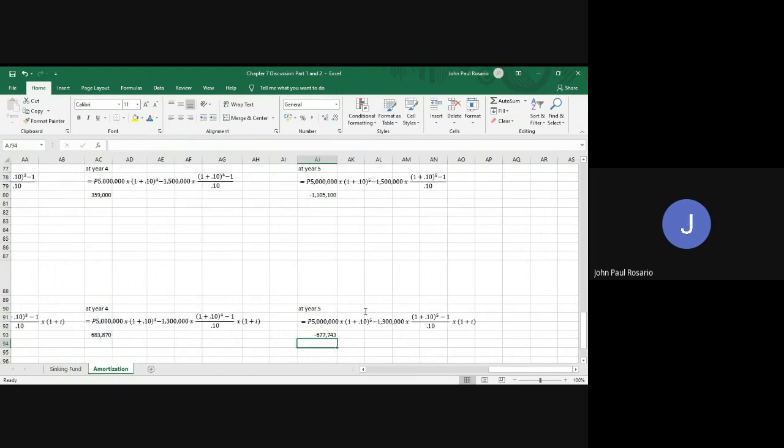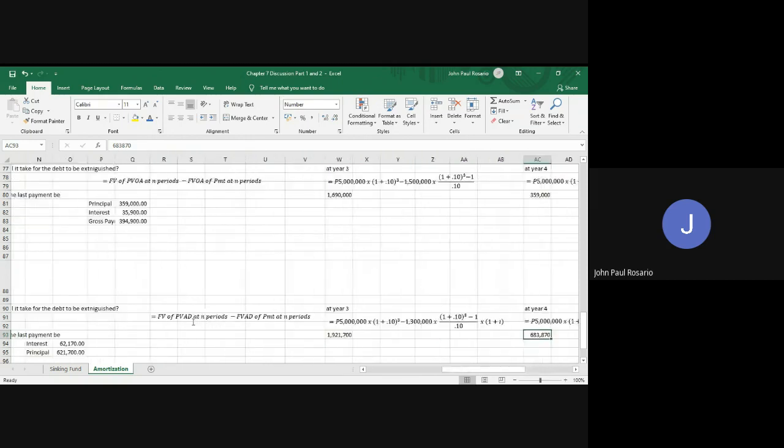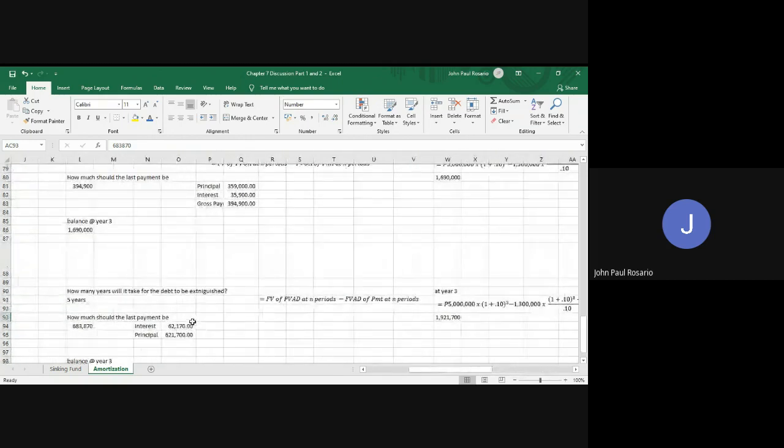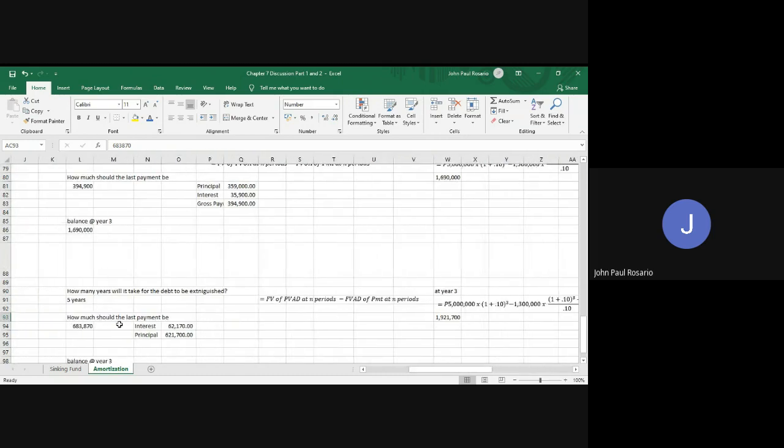So, with that, alam natin na there will be 5 payments. The last one will be 683,870. And for that, the 683,870 is your gross payment na ito. Okay, so this is your gross. Now, how will you solve for the interest and the principal portion?